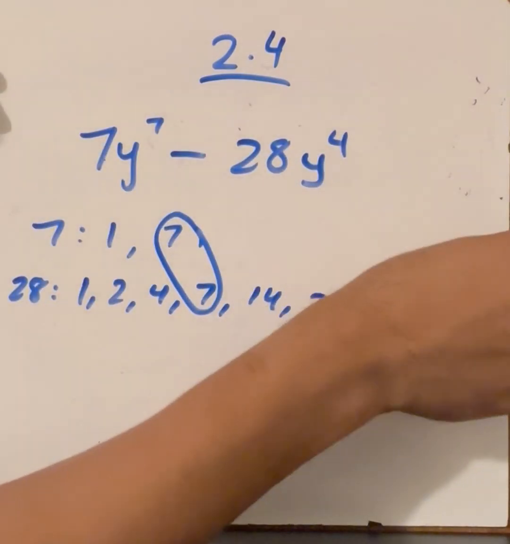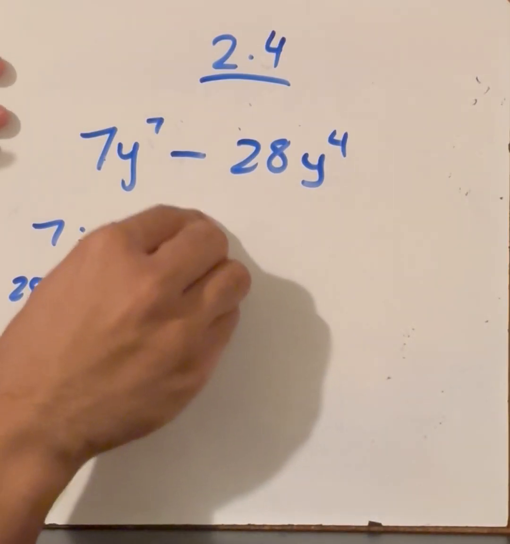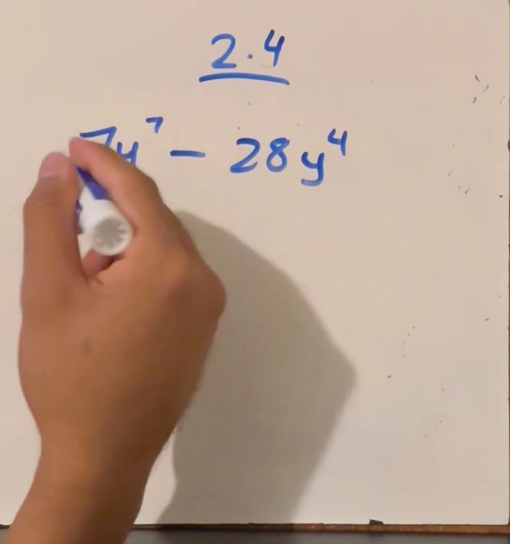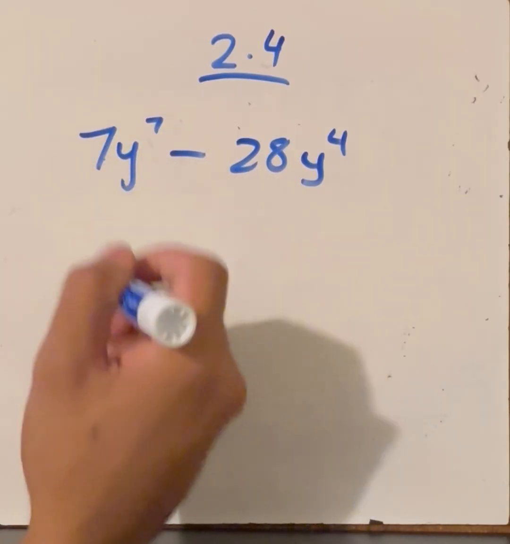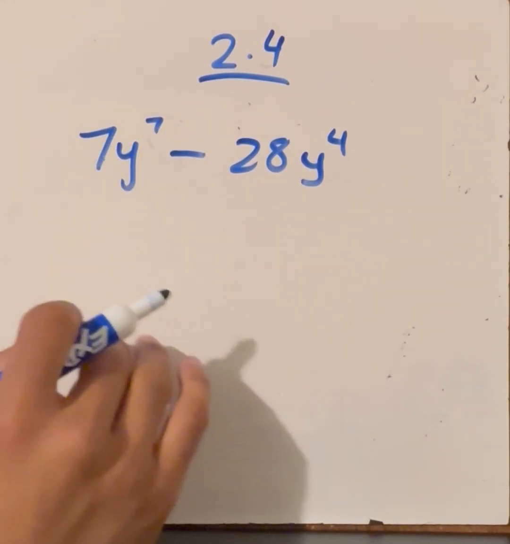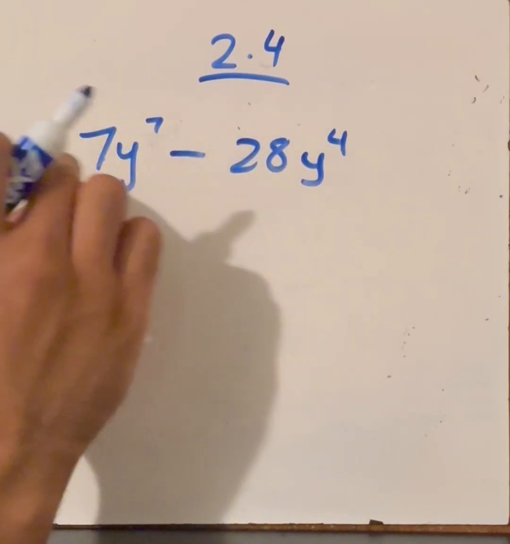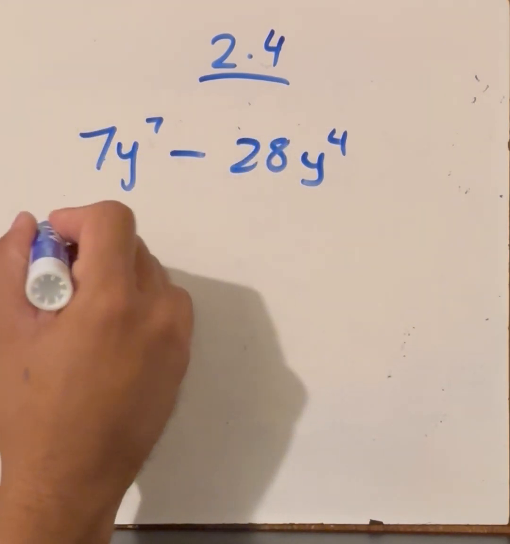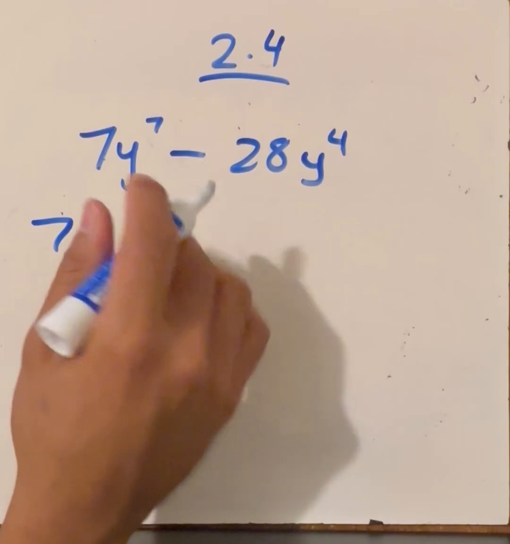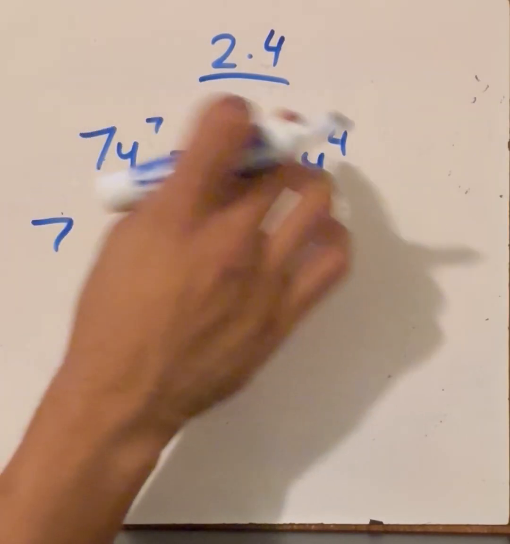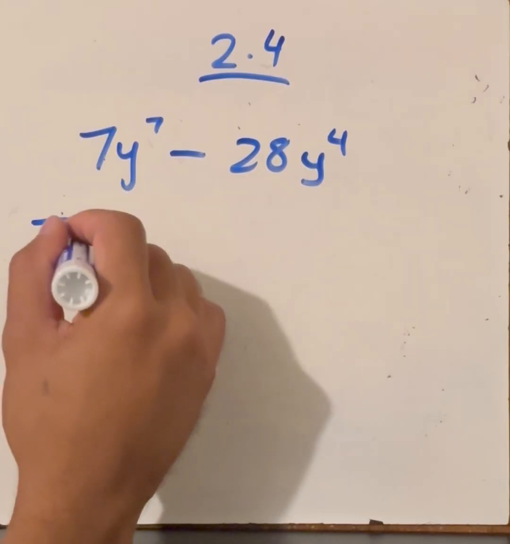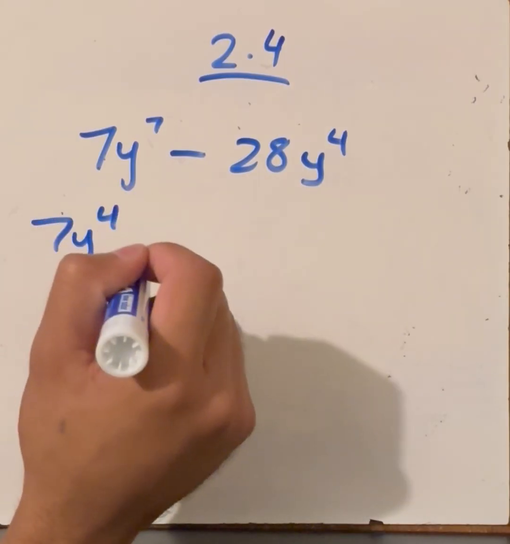You should be able to look at these numbers and just tell right off the bat what is the highest number they both have in common. I'm just doing it this way to show you. You don't necessarily have to do that. If you can just see, like, okay, 7 can be divided by 7 and 28 can be divided by 7, so we can take out a 7 out of both of them. Out of y to the 7 and y to the 4th, the highest power that goes into both is y to the 4th, right? So we can take out y to the 4th from both of these also.